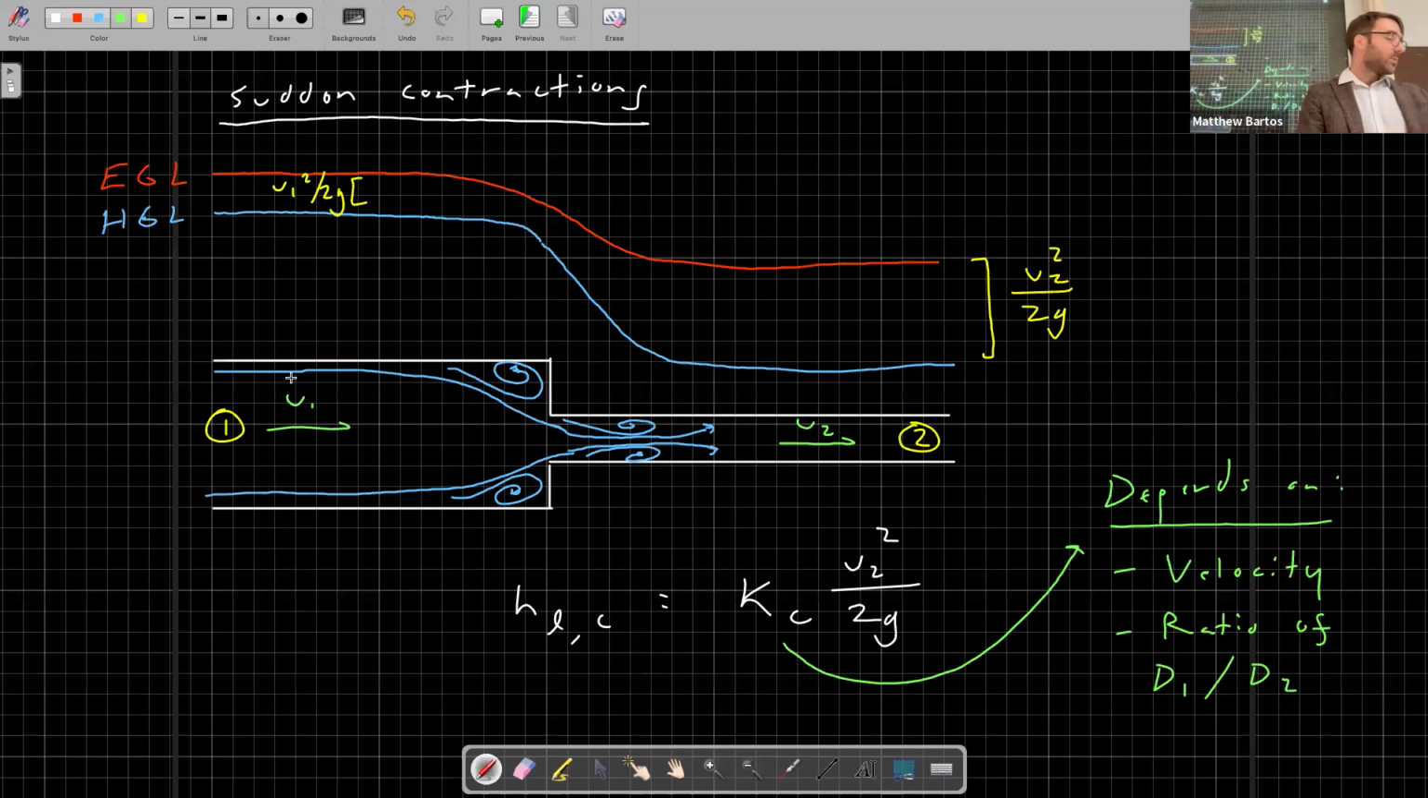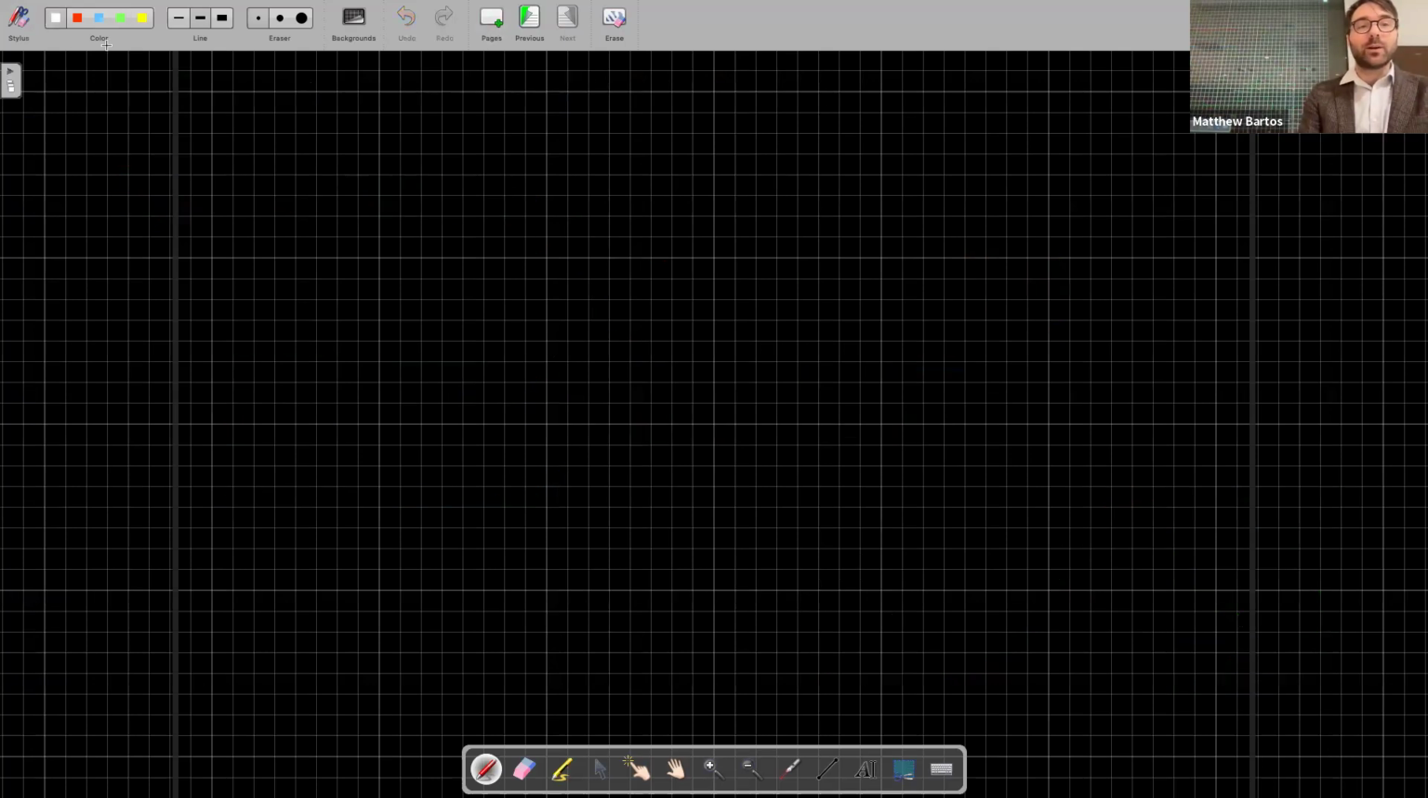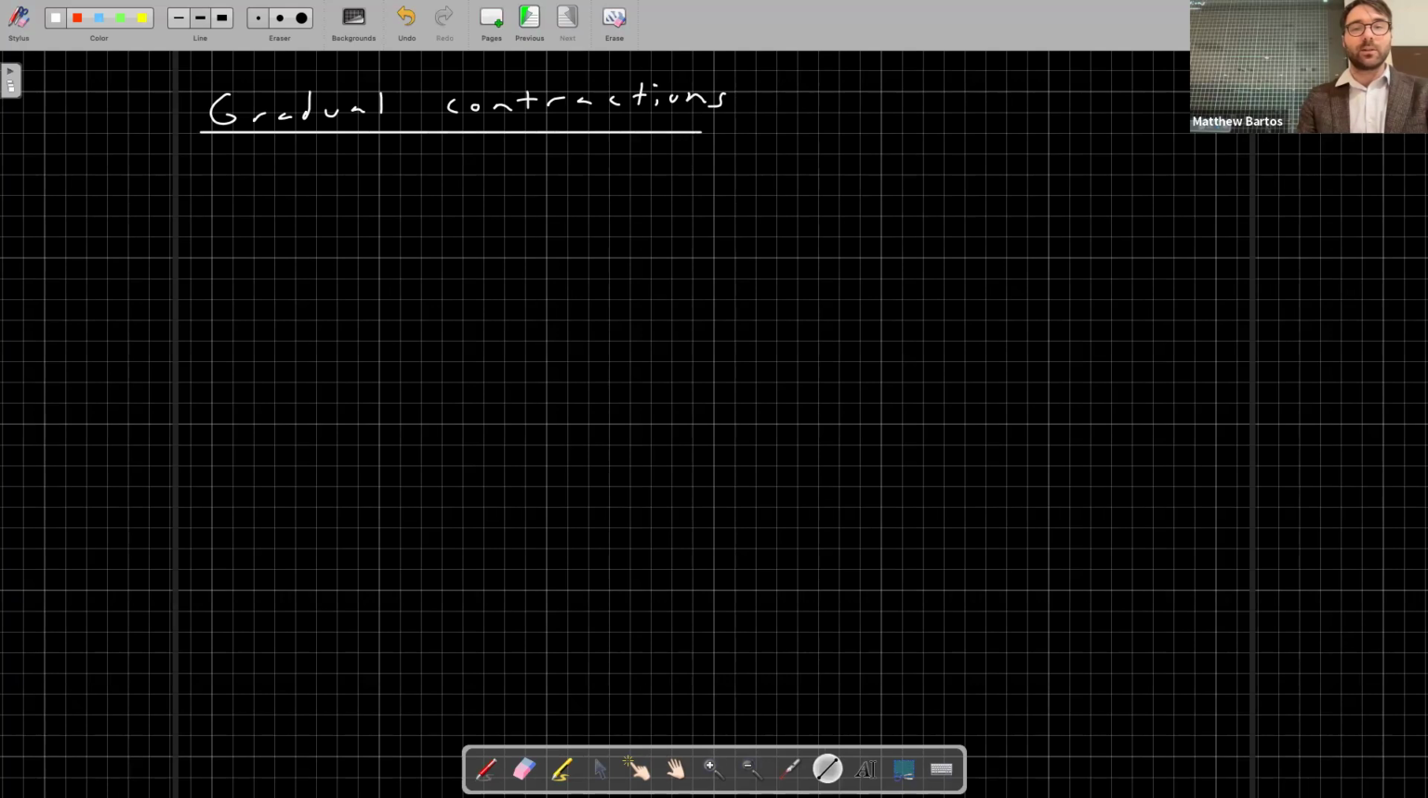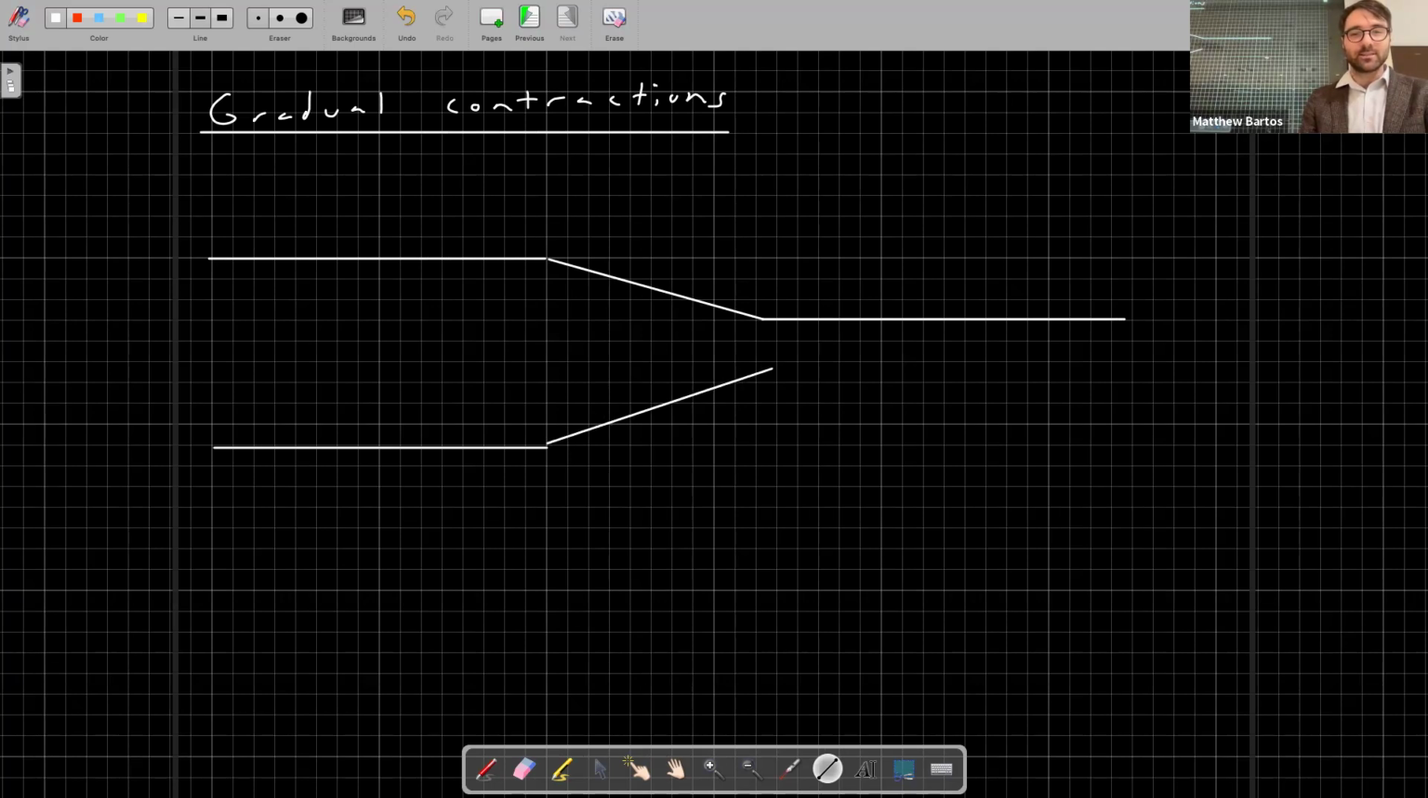All right, so generally these losses may be seen as undesirable. One way we can reduce sudden contraction losses is by putting in a gradual transition. And this will reduce but not eliminate the head losses. So in addition to sudden contractions, we also have gradual contractions. Here we might have a larger pipe gradually transitioning into a smaller pipe using a device called a confuser.